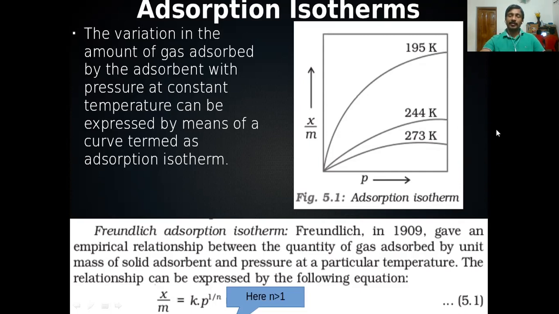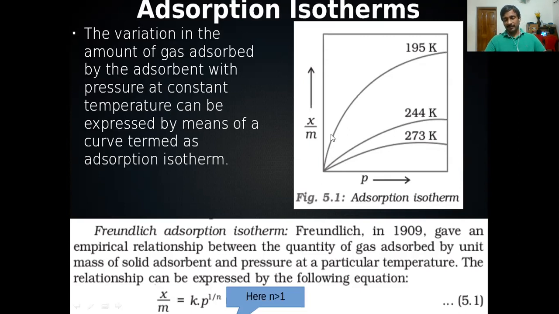Here you can see some graphs plotted in which x by m is on the y-axis and p on the x-axis. At 273 Kelvin, you will get such a graph. Here, a curved graph. At 244, you can see a curved graph. At 195, a curved graph. If you observe or analyze this graph thoroughly, you can understand that when the pressure is very low, the graph is almost a straight line.